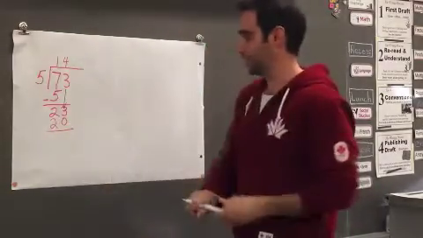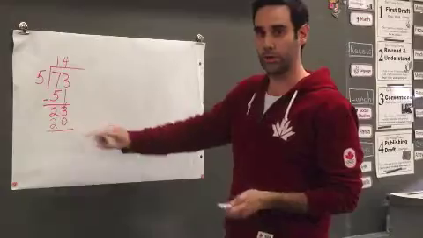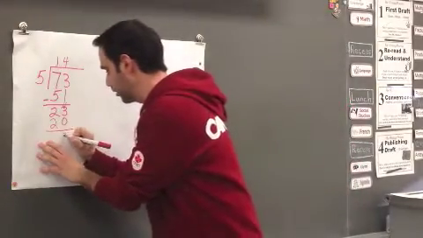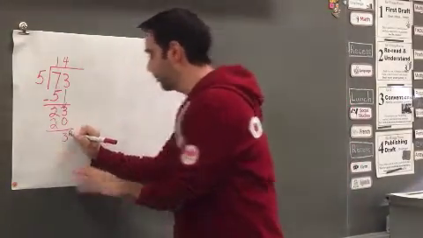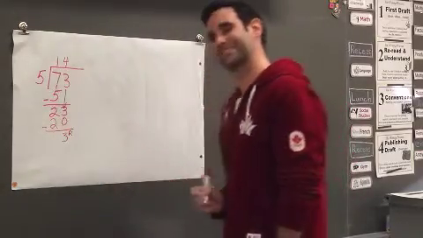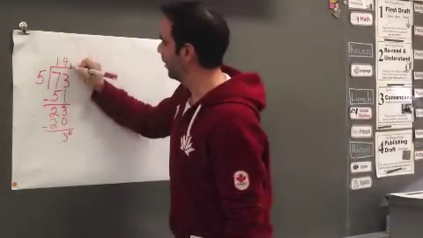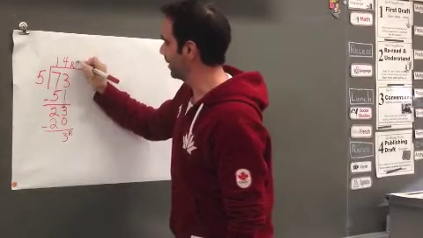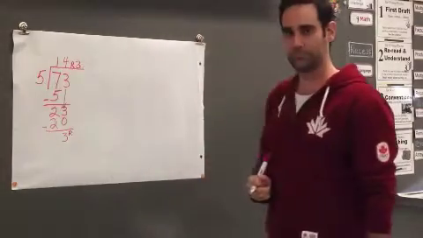I subtract. 23 minus 20 is 3. We have a remainder of 3. Subtraction's fine, Mr. Uriarte. Now we have 14, remainder 3.